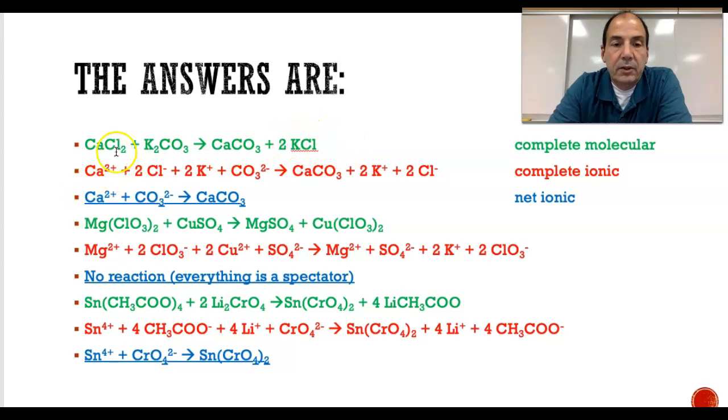Now I check my solubility rules. Calcium chloride is soluble, it dissociates. Potassium carbonate is soluble, it dissociates. Calcium carbonate is not soluble, it does not dissociate, but potassium chloride does. So now potassium and chloride are my spectator ions, leaving me with the net ionic. Calcium plus carbonate yields calcium carbonate.